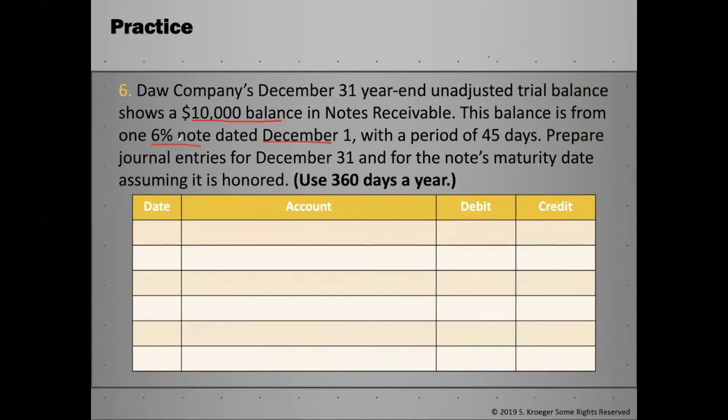6% is the interest for a whole year. Remember that. On December 1st is when we gave out the loan, and it is a period of 45 days. That's when they have to pay us. Prepare journal entries for December 31st and for the note's maturity date, assuming it's honored.